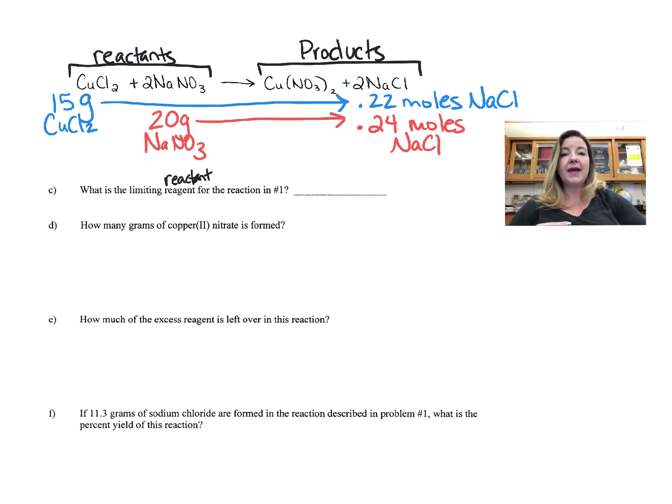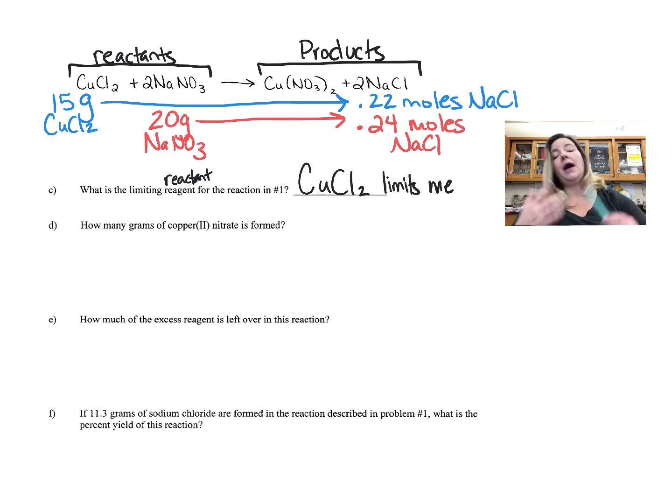So in the case of my copper chloride and my sodium nitrate, the material that's limiting me is going to be my copper chloride because I can only make 0.22 moles. I can't make the 0.24 moles like I can with the sodium nitrate. So therefore, the copper chloride is limiting me. The most I'm going to be able to make is 0.22 moles. I will not be able to make 0.24 moles of sodium chloride.